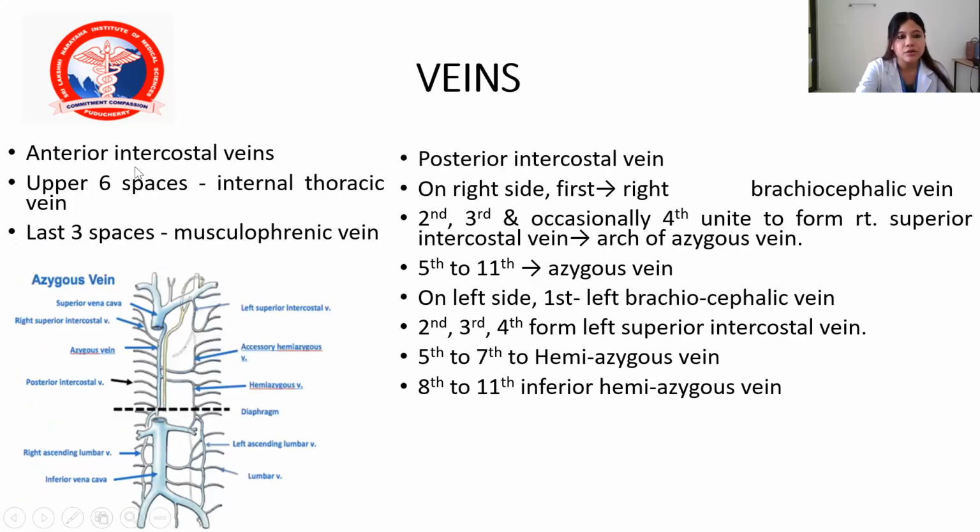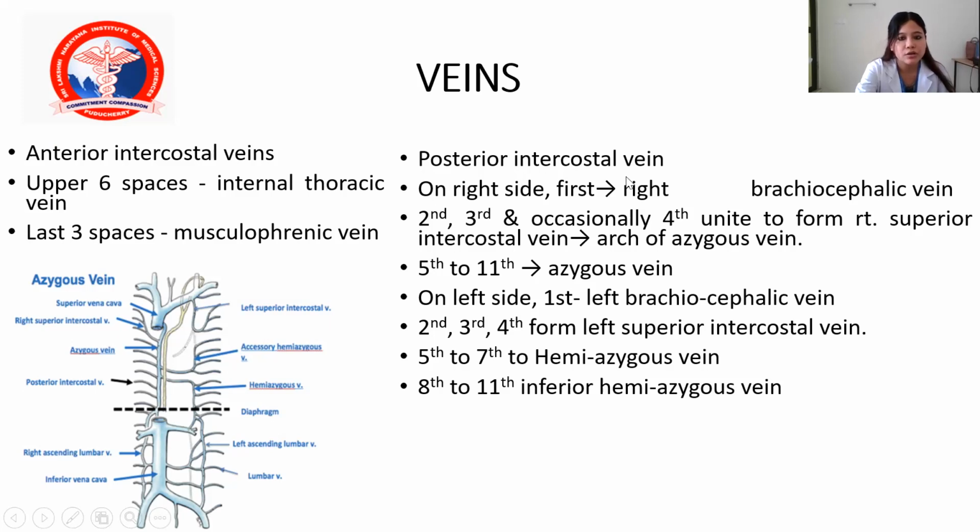Veins: the anterior intercostal veins in the upper 6 spaces drain into the internal thoracic vein. The last 3 spaces drain into the musculophrenic vein.